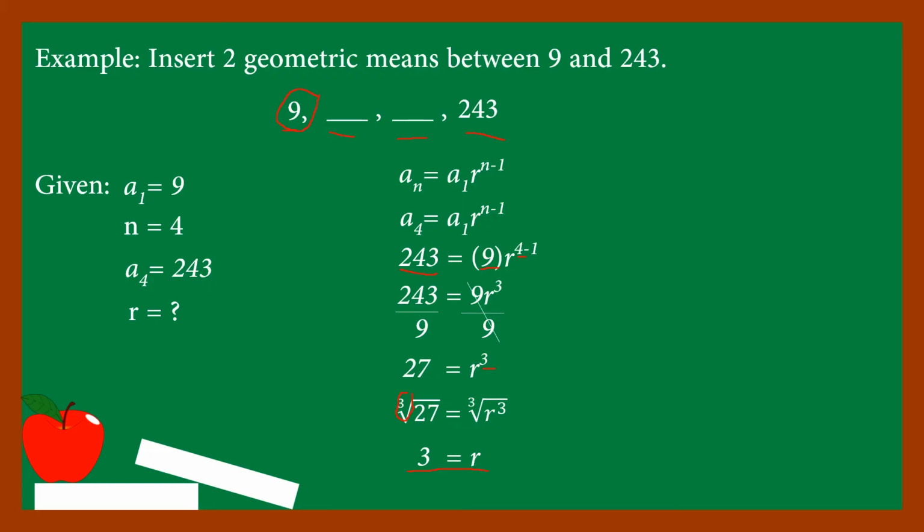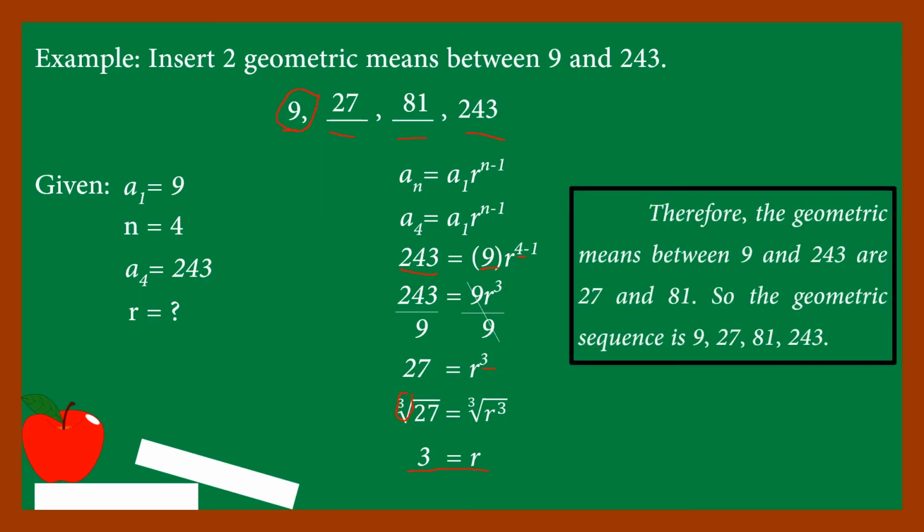Then, we're going to multiply 9 by 3. That would be equal to 27. Tapos, yung 27 naman, yun naman yung imumultiply natin sa common ratio na 3. So, 27 times 3 is equal to 81. And finally, 81 times 3 is equal to 243. Therefore, the geometric means between 9 and 243 are 27 and 81.